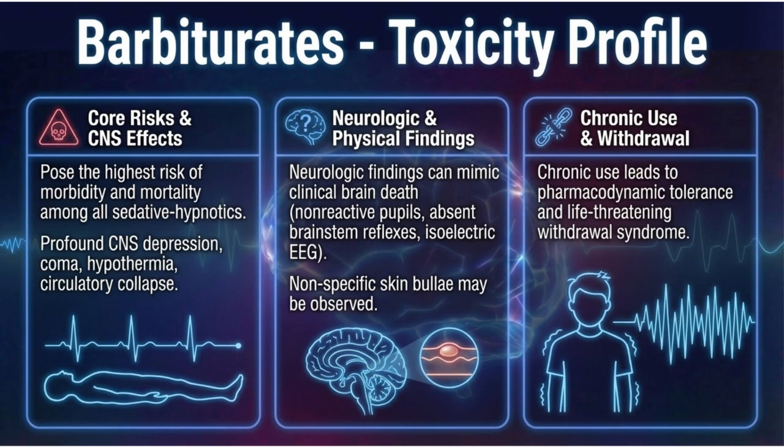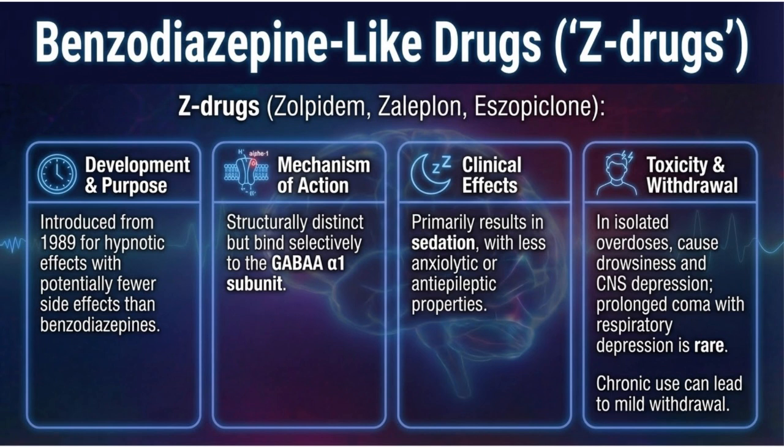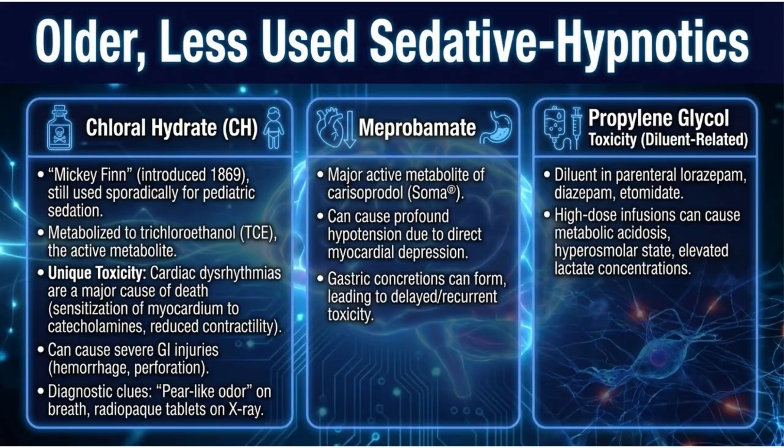We should probably also touch on a couple of other unique toxicities, one old and one new, just to show it's not always about GABA. Good idea. Let's start with chloral hydrate, the old Mickey Finn. Right. Its active metabolite, trichloroethanol, does something very different. It makes the heart super sensitive to catecholamines, like adrenaline. So the cause of death there isn't usually from respiratory depression, it's the sudden cardiac dysrhythmia. Exactly. The heart just gives out.